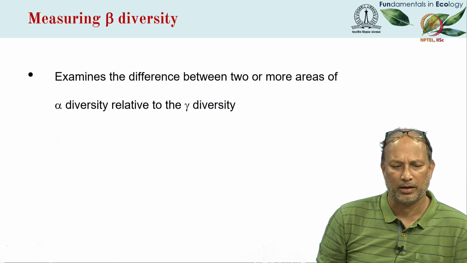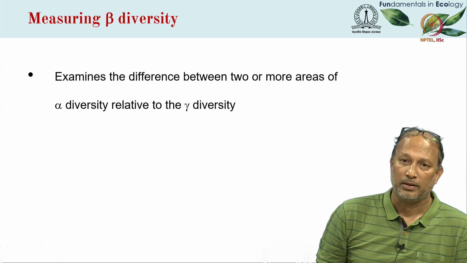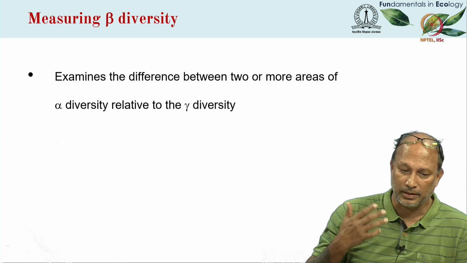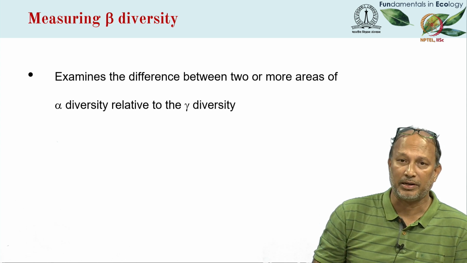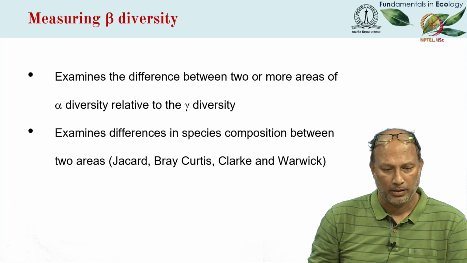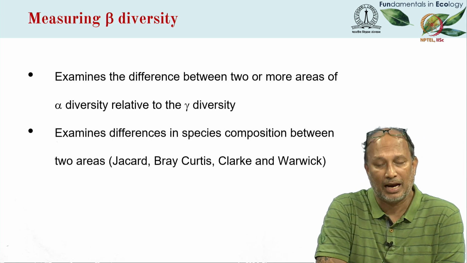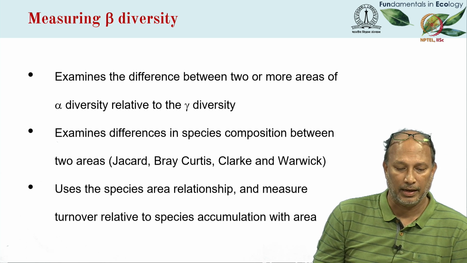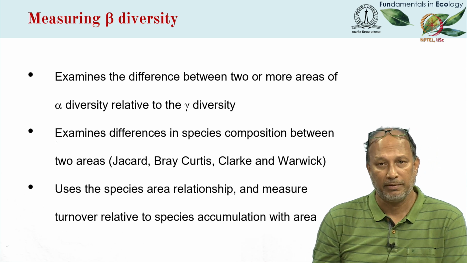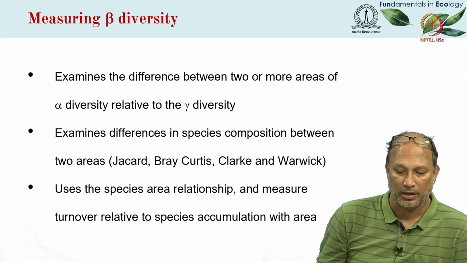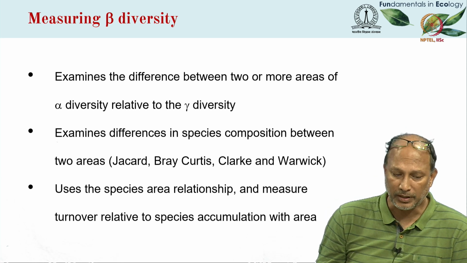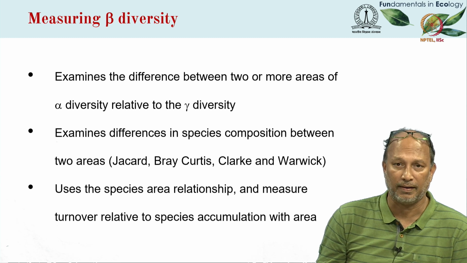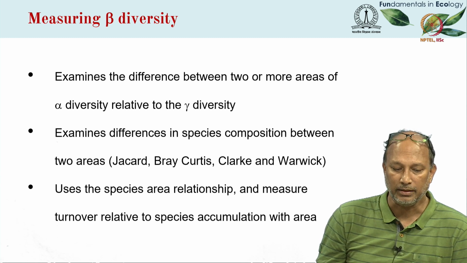One of the most common ways to approach this is to examine the difference as a relationship between alpha and gamma diversity. Now, you can also examine the differences in species composition between the two areas directly, and you can use the species area relationship and measure turnover relative to species accumulation with area. Now, we are going to examine the first two in some detail.